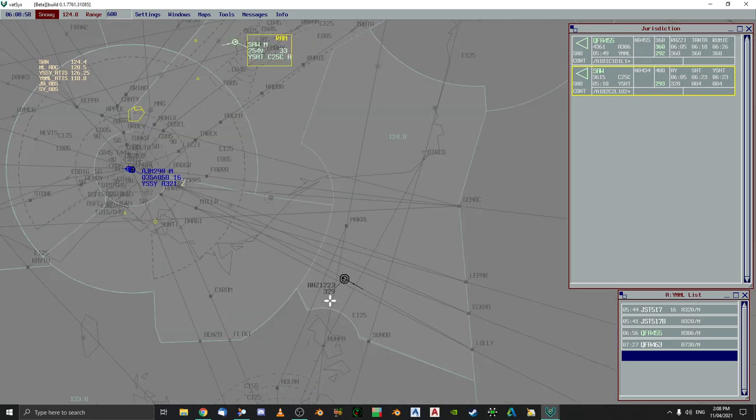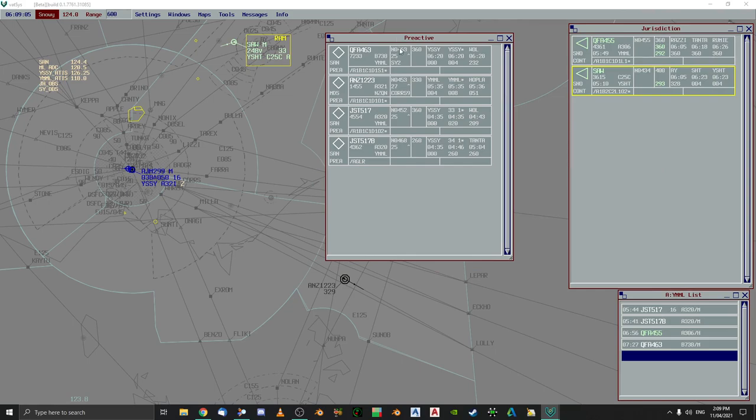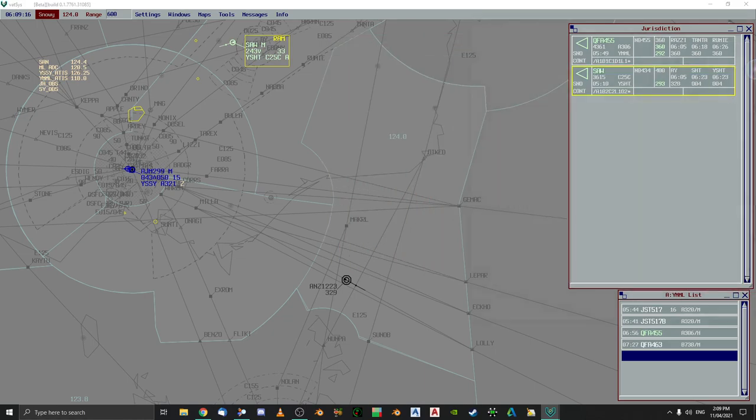Now, this New Zealand 1223, he's about to leave my airspace. Now, this is my pre-active list. So if you haven't established any contact, first of all, you're going to see this if nothing's been initiated. So with this guy here, if I hit this PRE, left click, that disappears there. And I may have explained it.